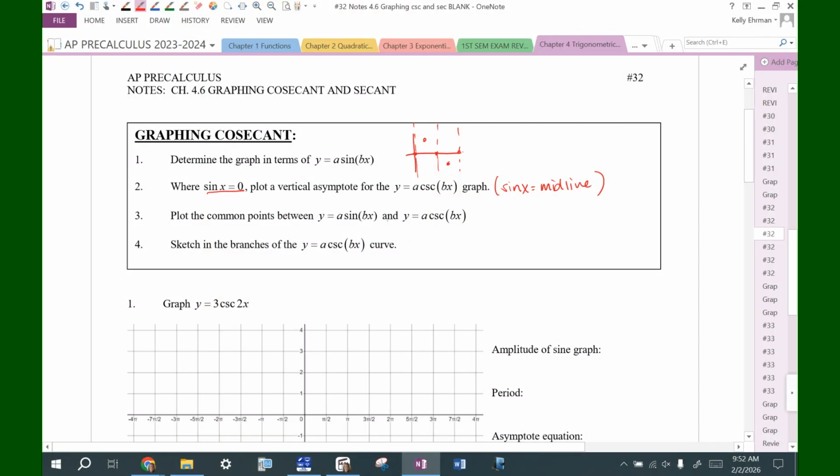And then we want to plot the common points between sine and cosecant. So think about the sine graph. The reciprocal of 1 is 1, and the reciprocal of negative 1 is negative 1. And then I want to sketch in the branches of the cosecant curve.